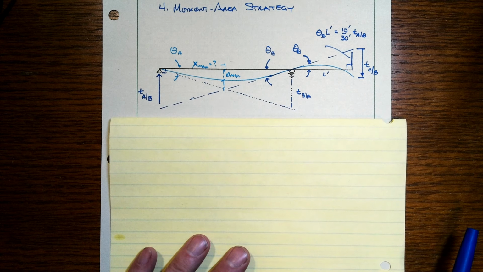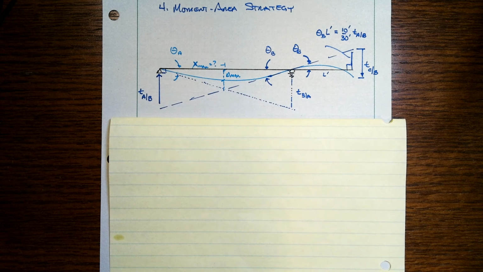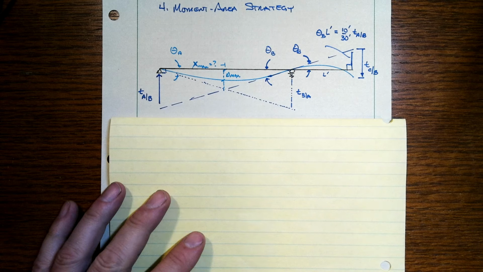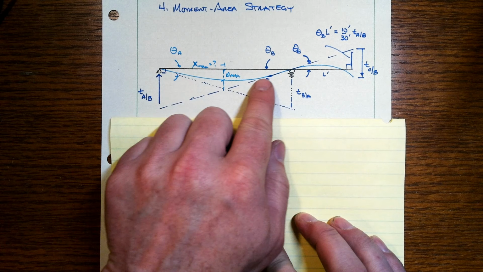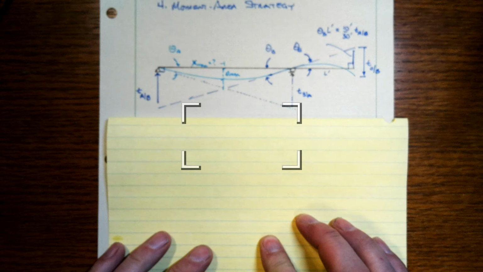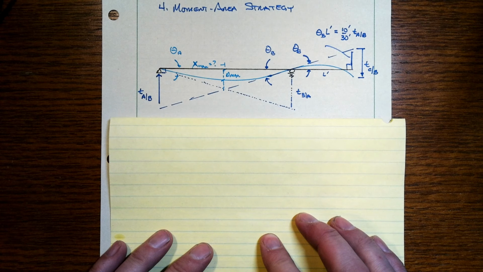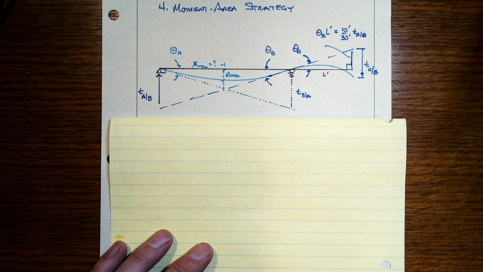Right, so there's a lot of diagrams shown here. Well, really one diagram, but a lot of bits and pieces on here. And so let's stay focused on the following. This curved line represents our actual qualitative deflected shape, and that's what we're going to use to develop our strategy for the moment area method.